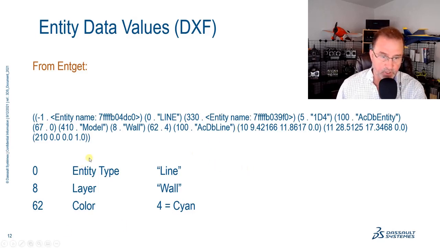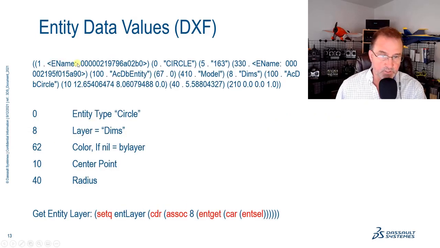Here's another example. In this case, we're looking at a line. And if you'll notice, number 8 is wall, so it's a line on layer wall. And in this case, number 62 is the color. So in this case, it's a line on layer wall that is color 4, color cyan. And then let's look at one more example. Here's a circle. If we look at this, the entity type 0 is circle. It's on layer dims.